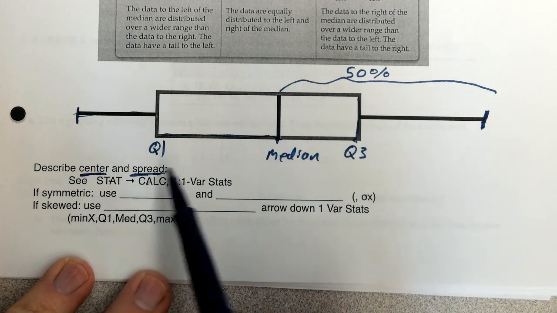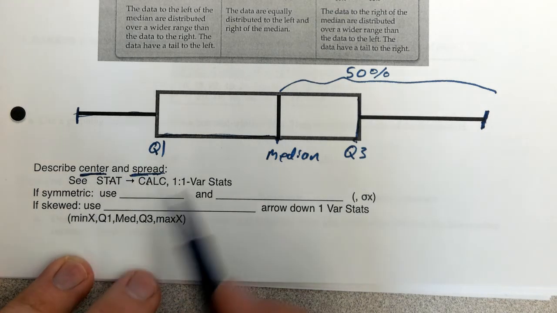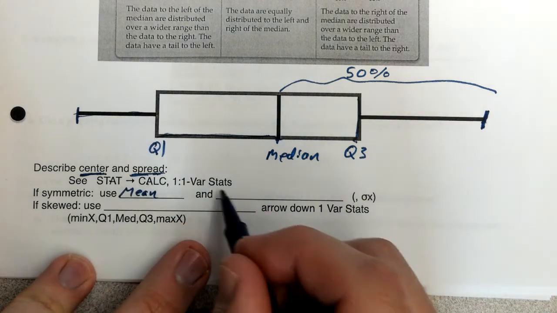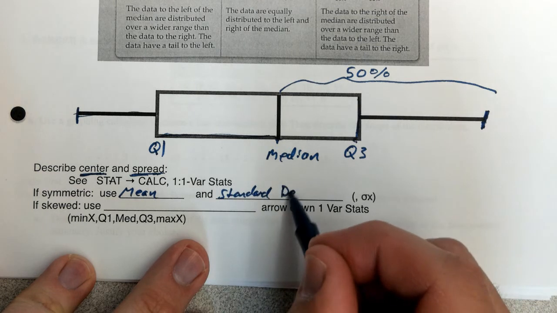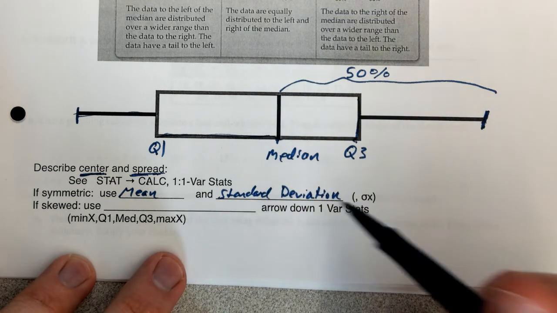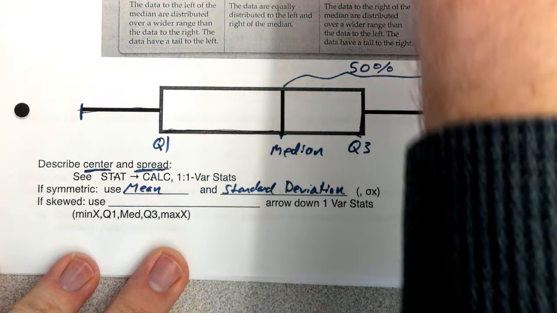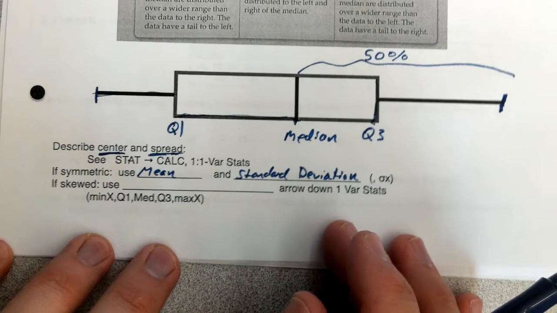But basically, when we're asked to describe this, if the data is symmetric, then we can use the mean and the standard deviation. Standard deviation just gives an idea of how spread out the data is, right? And again, we'll get more into standard deviation later on. But for right now, just think of standard deviation as a metric for how spread out the data is.